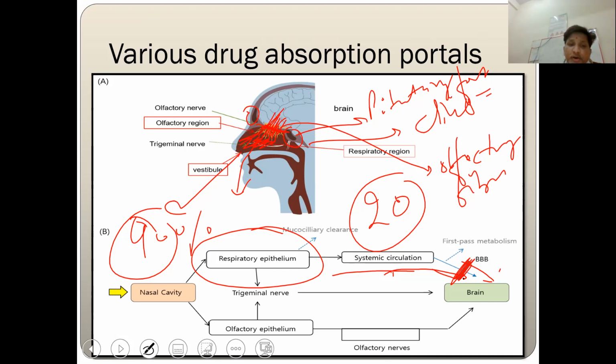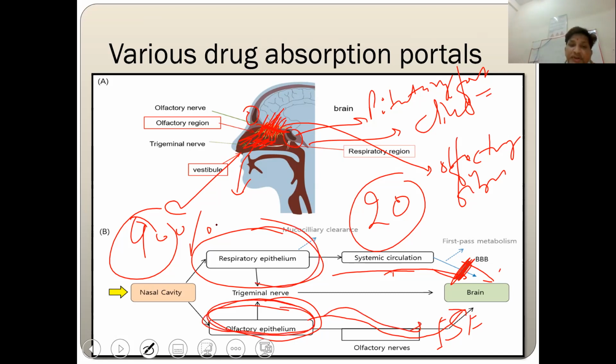The second portal of absorption of the nasal cavity is through the olfactory epithelium, through which the drug directly gains entry into the CSF and then into the brain. So this absorption pathway through the olfactory epithelium is much more important than the respiratory epithelium, because the latter has to go to systemic circulation in order to make an entry into the brain matrix or brain tissue.